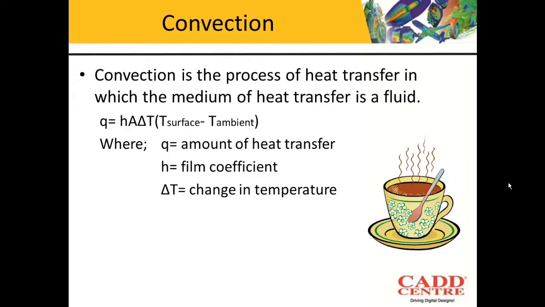When you keep a cup of tea for some time, the tea becomes cold. That is because the heat from the tea is getting transferred to the outside ambient temperature. So even that is an example of convection. When you talk about convection, the formula that we will use is Q = H A delta T. Delta T is the difference in temperature between the surface temperature and the ambient temperature. Ambient temperature is nothing but the atmospheric temperature surrounding that object. Where Q is the amount of heat transfer, H is the film coefficient, and delta T is the change in temperature.